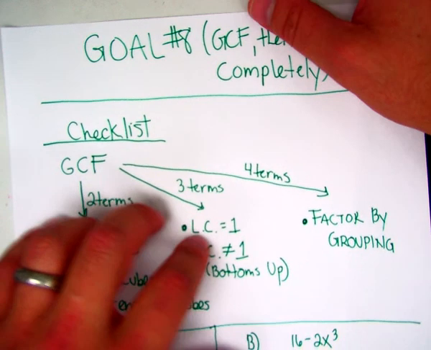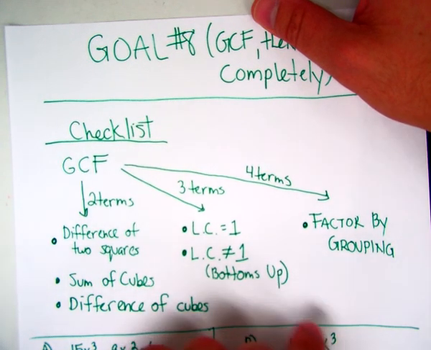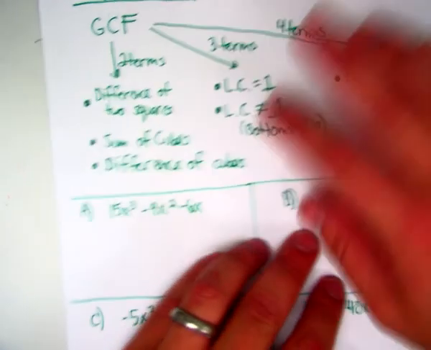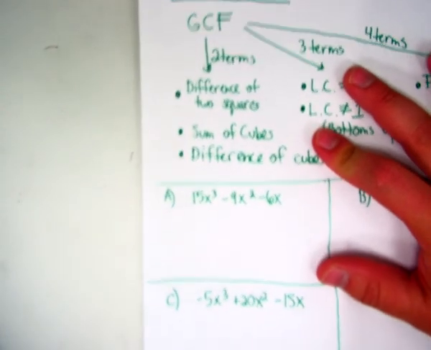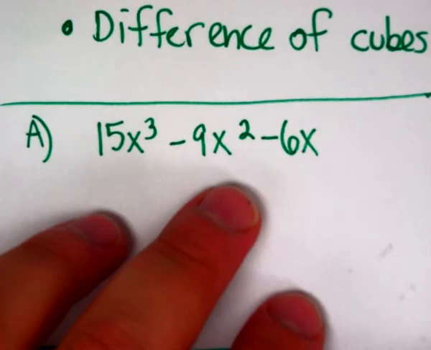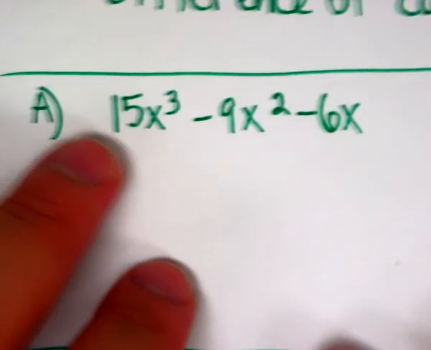So at any point, if you need help with any of these methods, go back and watch videos 1 through 7, and then we'll help you on how to do all those methods. So here's what our actual problems are going to look like. Let's zoom in one at a time on them. So the first problem that we encounter, and feel free to pause anytime you want and try to factor it on your own, is 15x cubed minus 9x squared minus 6x.